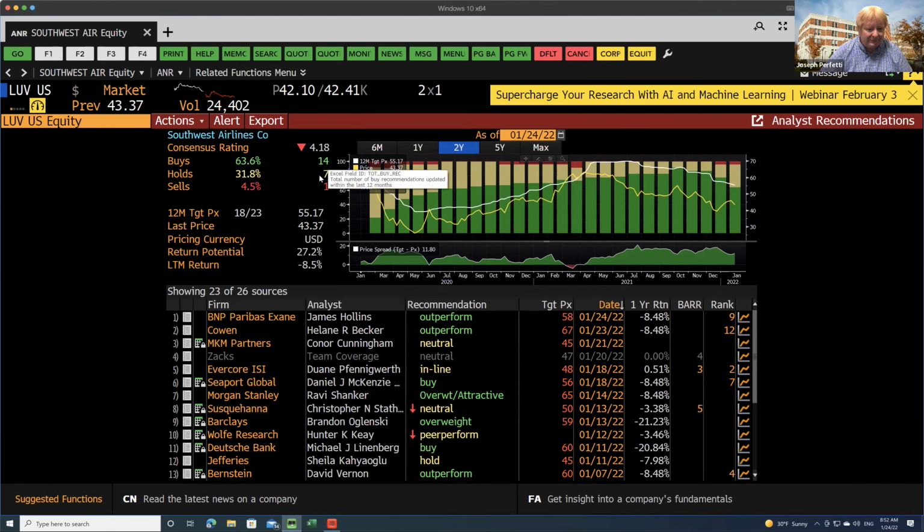Buys are worth 5 points. 7 of them call Southwest a hold. Holds are worth 3 points. Sells, one says sell. Sells are worth 1 point. On a 5-point scale, Southwest is currently a 4.18 out of 5, but these people can update these recommendations at any time.